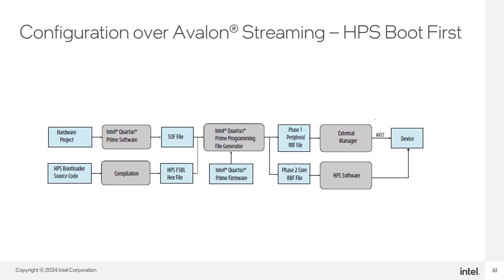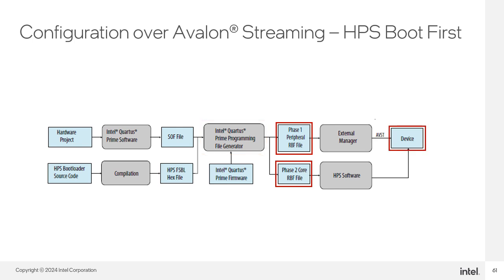Here is the sequence for the HPS boot first over Avalon streaming. 1. Compile hardware project with Quartus Prime to obtain the SOF file. 2. Compile the HPS FSBL source code to obtain the HPS FSBL hex file or use a precompiled one. 3. Use Programming File Generator to create raw binary file which contains the small phase 1 configuration bit string. Core RBF file which contains the typically much larger phase 2 configuration bit string to be used by HPS software to configure the FPGA fabric after the HPS is online.